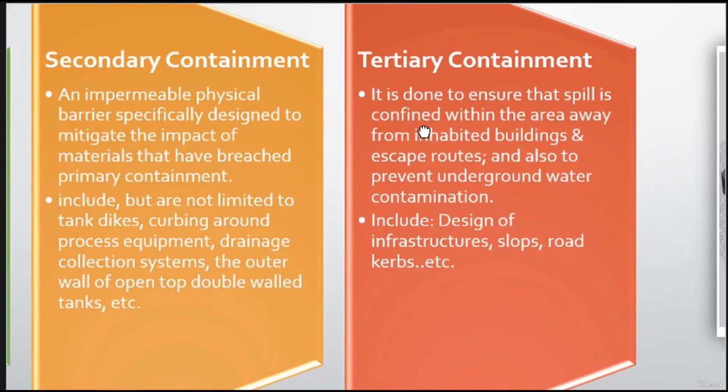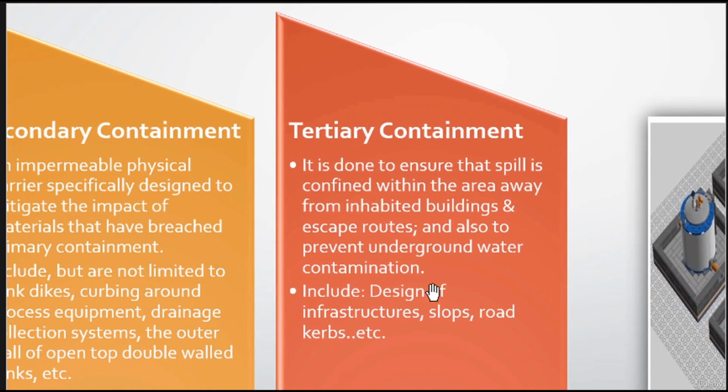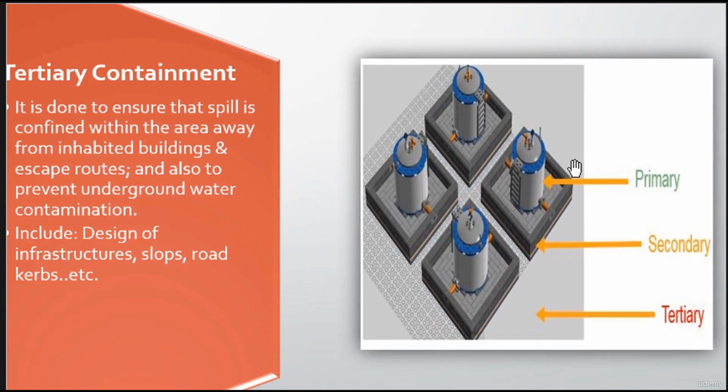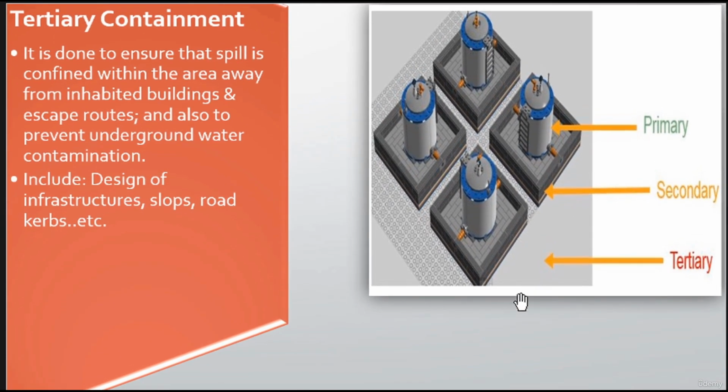So we have the tertiary containment. The tertiary containment is done to ensure that the spill is confined within the area away from inhabited buildings and escape routes, and also to prevent underground contamination. It includes the design of infrastructures, slopes, curbs, and so on. From this image, this tank is a primary containment, and this dike will be the secondary containment, and the land itself, or the infrastructure, or the road, or the slopes are the tertiary containment.